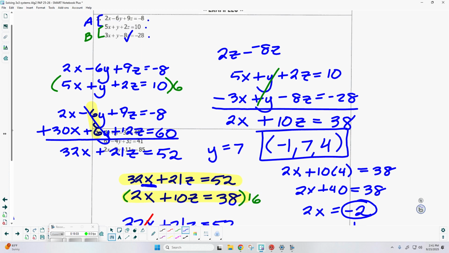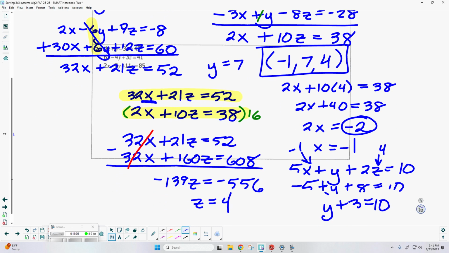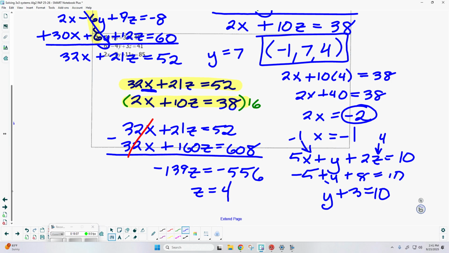Yes, this one right here in the middle. We specifically chose 16 because we wanted to eliminate the x's. 16 times 2 gave me 32. See, I wanted to match it up to the other coefficient. Okay. All right. So just a little bit of work. That's okay. Not a lot, right? Okay.